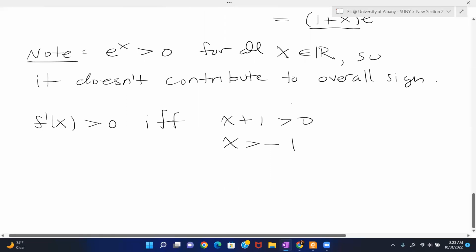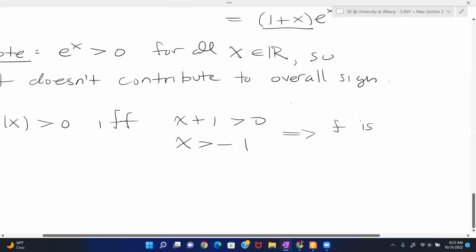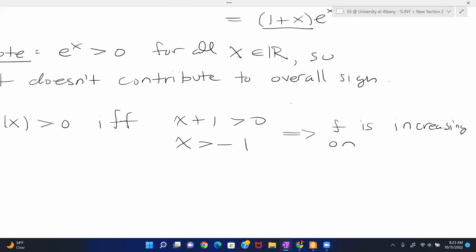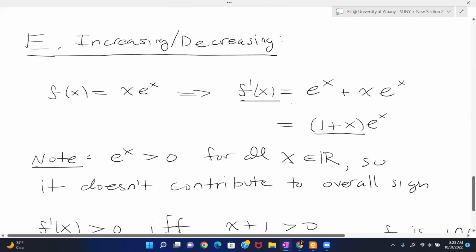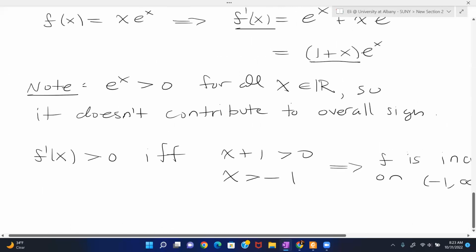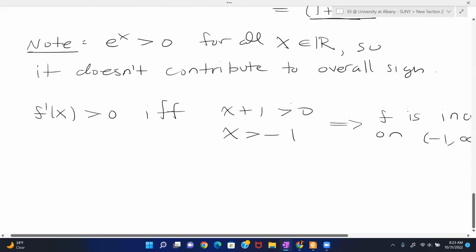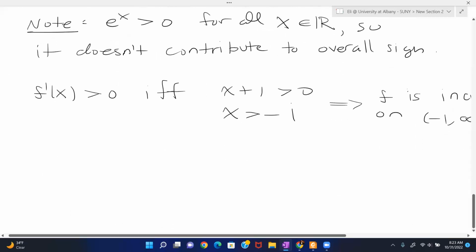So what that means is f is increasing on the interval -1 to infinity. Also, I should note that -1 is the value which makes the derivative 0. So it's a critical point. I'll point that out afterwards.